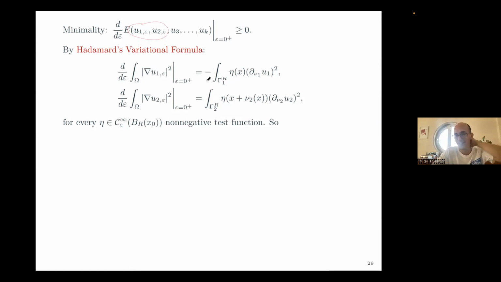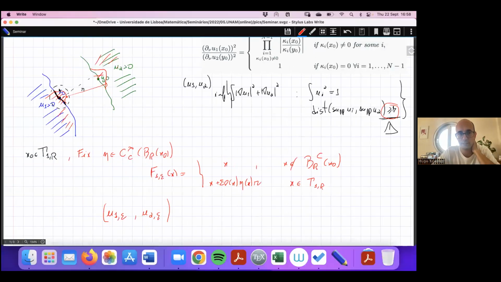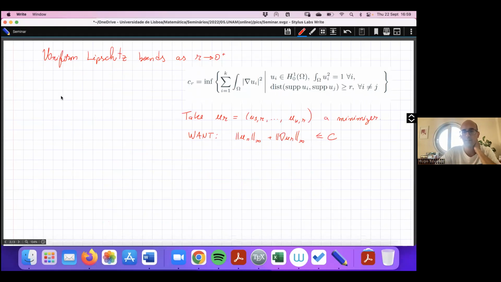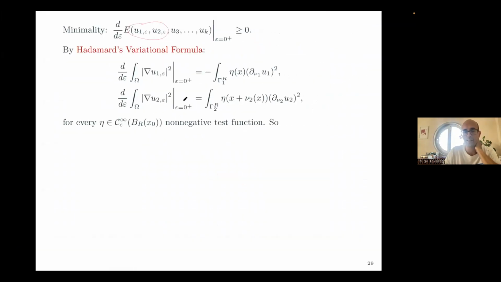Why are the signs like this? Well, for lambda 1, you made the set larger. If the set is larger, lambda 1 decays. So this explains the minus sign. The other is perturbed inwards, so the set decreases, so the derivative is positive. Now I plug this in, and I have a minimizer. This is for any test function, so I get an inequality for any test function.